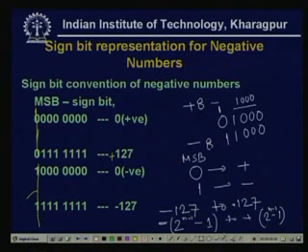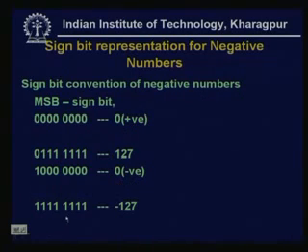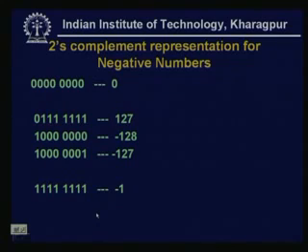So just now we have seen that for this 0, this is a positive 0 and this is a negative 0, and this is a drawback of the sign bit number. So for this we use the 2's complement representation, which overcomes this drawback.